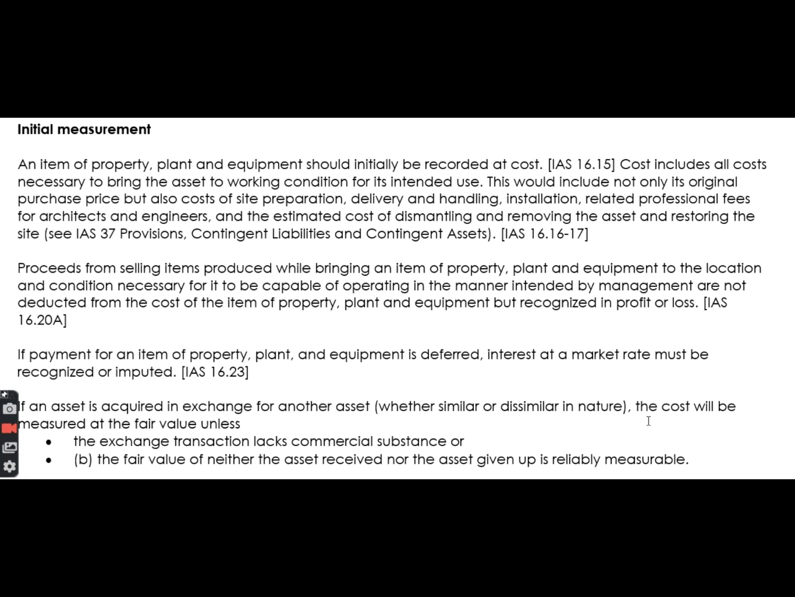So this will include also items that are provided here, such as your site preparation, delivery and handling, installation, professional fees, dismantling or the decommissioning cost, as well as other items that are related to the use and disposition of the asset, for as long as we can determine the cost and we can capitalize it later on.